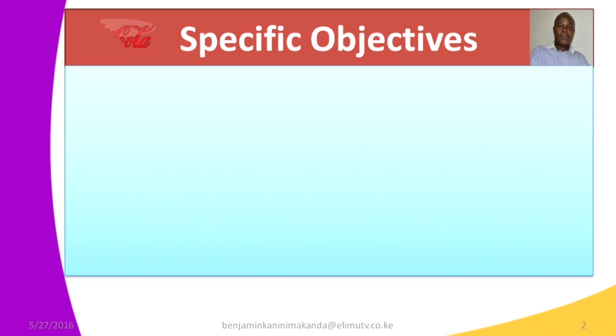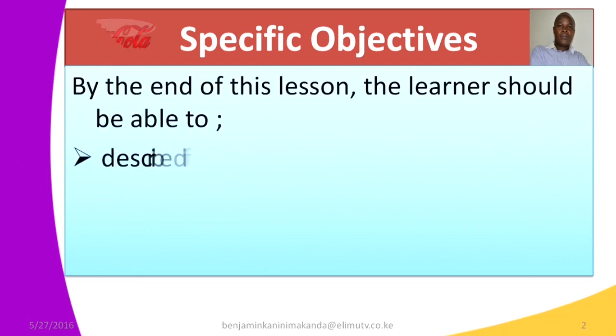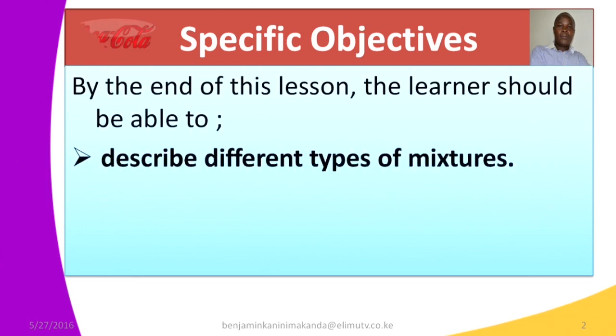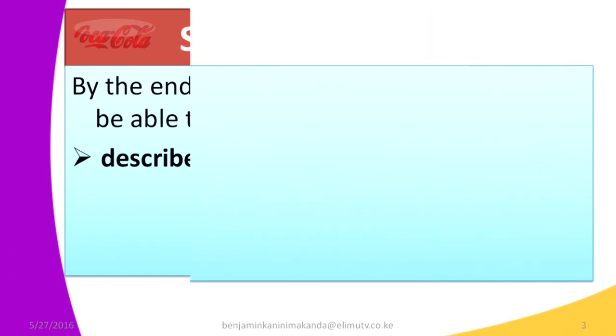Now, let's begin by looking at the specific objectives of the lesson. By the end of this lesson, the learner should be able to describe the mixtures. You as a learner should be able to describe types of mixtures that we're going to discuss in the course of our lesson. So the key objective of the lesson is to be able to describe types of mixtures that we're going to discuss.